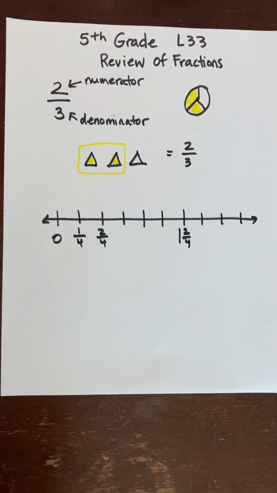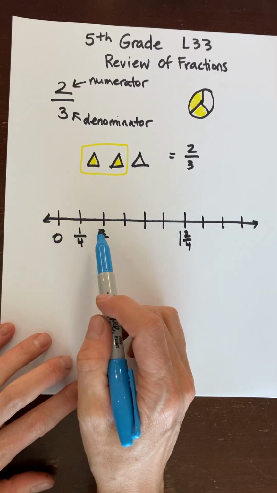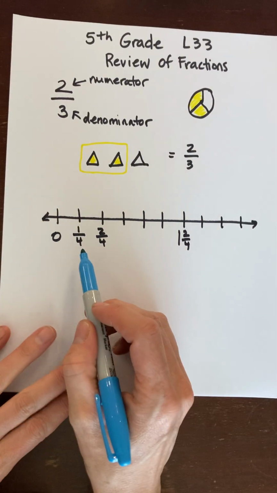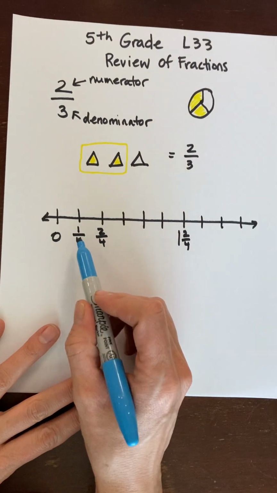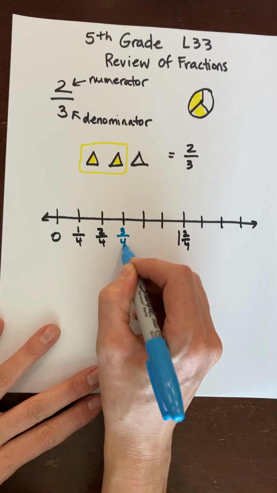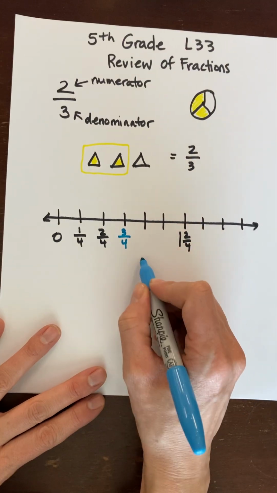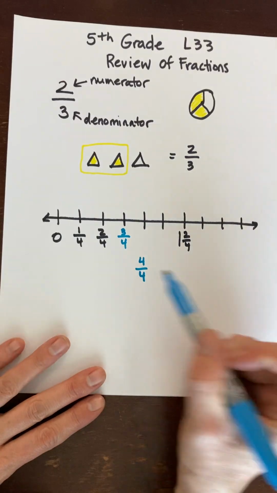All right, when we count along the number line, it's just like when we're counting a regular number line, 0, 1, 2, 3, 4, right? Except this time we're going to have a denominator attached to it. So 1 out of 4, 2 out of 4. Our next one would be 3 out of 4. And then when we get to this one, which is 4 out of 4, we're actually going to write it as a whole number or a mixed number.